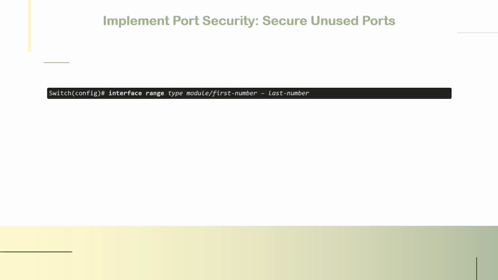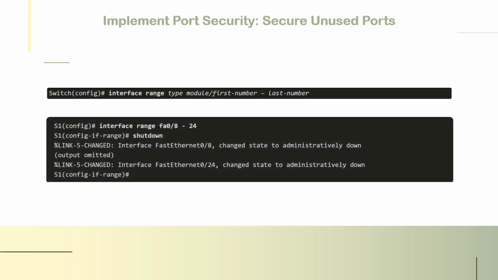In case you need to configure a range of ports, you use the interface range command, as shown here. For example, here we want to shut down ports from FastEthernet 0/8 through FastEthernet 0/24 on switch 1, so you enter the following command: interface range FastEthernet 0/8 - 24, and with the command shutdown you are disabling these ports so they cannot be used on the switch.